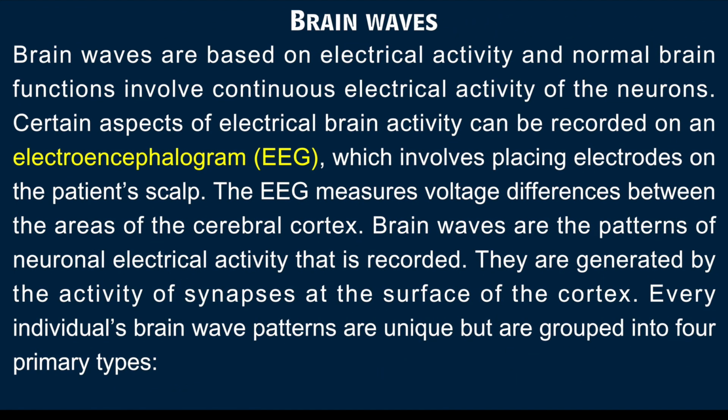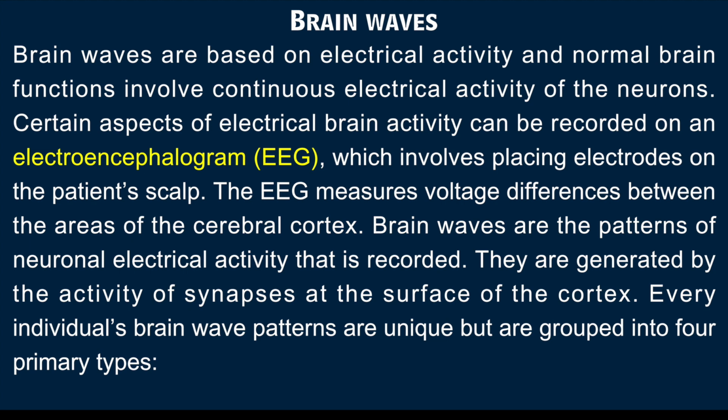Next is brain waves. Brain waves are based on electrical activity, and normal brain functions involve continuous electrical activity of the neurons. Certain aspects of electrical brain activity can be recorded on an electroencephalogram, which involves placing electrodes on the patient's scalp. The EEG measures voltage differences between the areas of the cerebral cortex. Brain waves are the patterns of neuronal electrical activity that is recorded. They are generated by the activity of the synapses at the surface of the cortex.